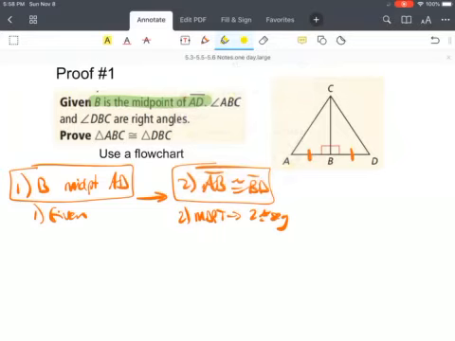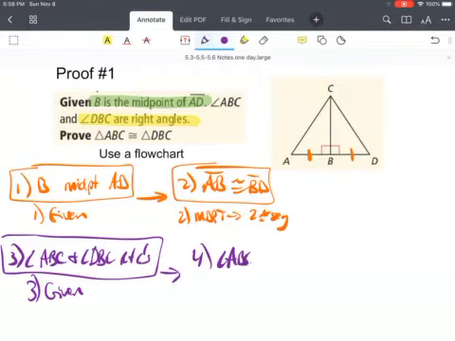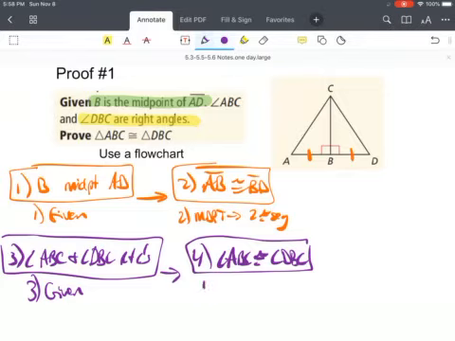Next piece of given information tells me that I have right angles, so I need to state that as well in my proof. And I know that because two angles are right angles, I can say that they are congruent to each other. And so I can say right angles are congruent. So I have two pieces of information.